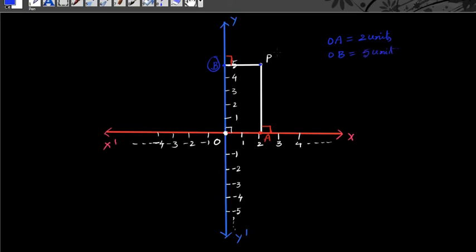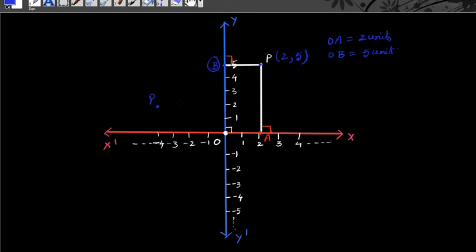Okay. Now the coordinates of P can be written as, how much is the distance on the x-axis? 2 units. That is the x coordinate. And the distance from origin to B is here how much? 5 units distance. So the coordinates of P can be fixed by (2, 5). In the same way, if we take a point here, nearby approximately here, say this is a point P. Now we are going to plot the point here. Okay, now we are going to plot a point P here.